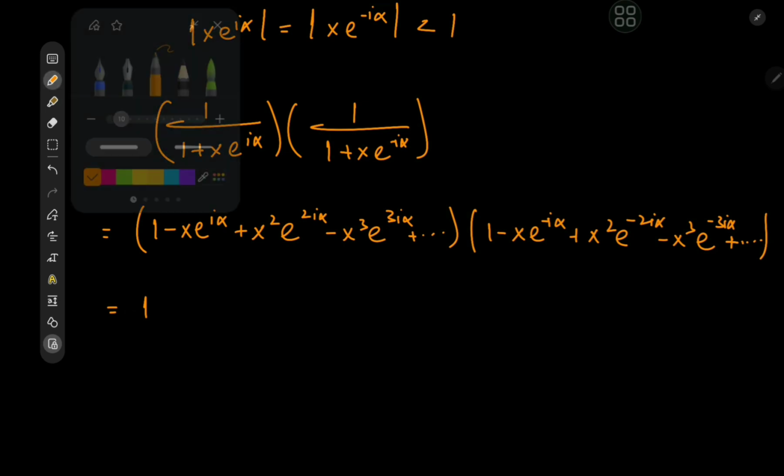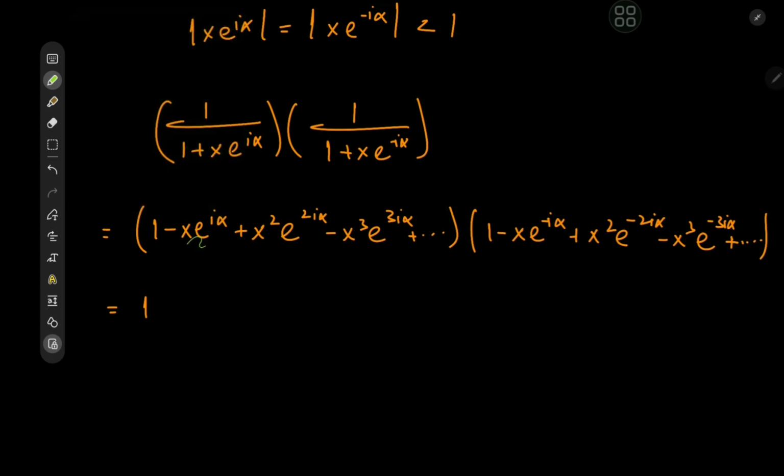So how do we get the x terms? Well, we get an x term when this thing multiplies with the 1, and we also get an x term when this thing multiplies with the other 1. So that means we have a couple minus signs, so negative x factored out, e to the I alpha plus e to the negative I alpha.